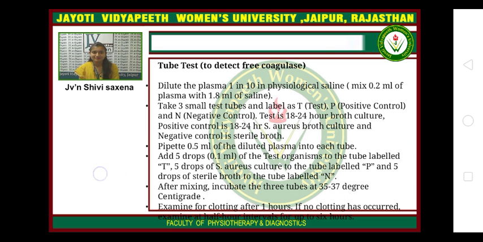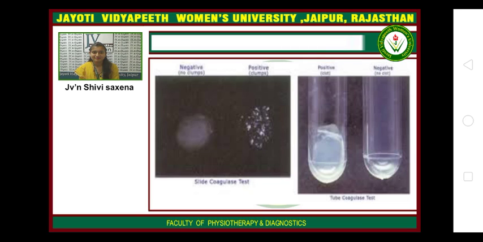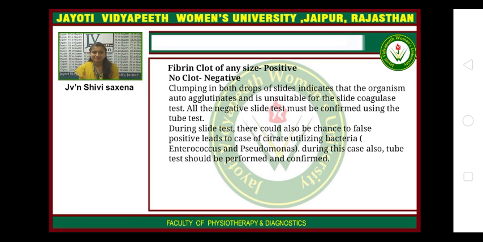The result, for the slide coagulase test and the tube coagulase test: a clot of any size is positive, no clot is negative. Clumping in both drops of the slide indicates that the organism auto-agglutinates and is unsuitable for the slide coagulase test. All negative slide tests must be confirmed using the test tube.